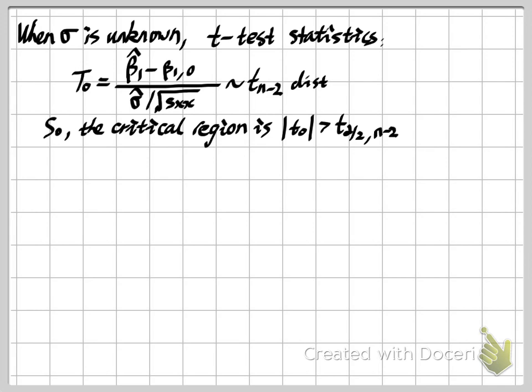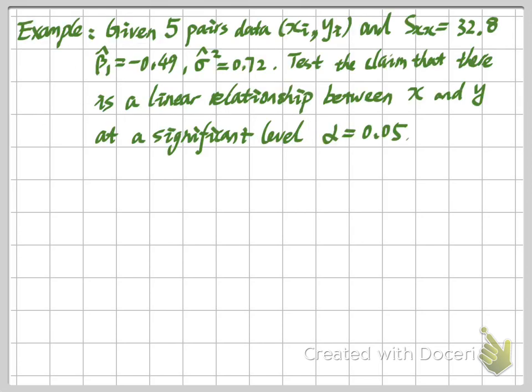So this is how we can do the hypothesis test, whether we know the true value of the variance of our error term or not. Now let me give one example to explain how to do this hypothesis test when we have some data. Let's look at this question. Assume this is a data set with 5 pairs of data, and to show the computation, I already give you some calculation results.